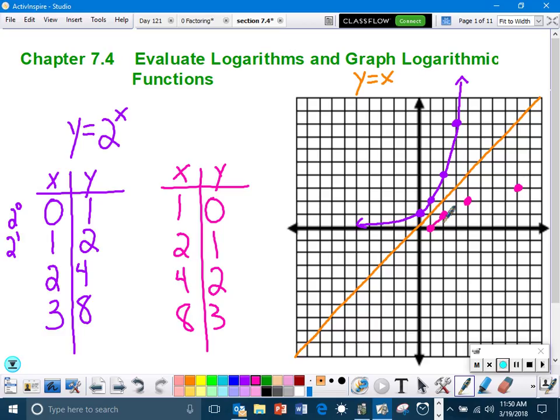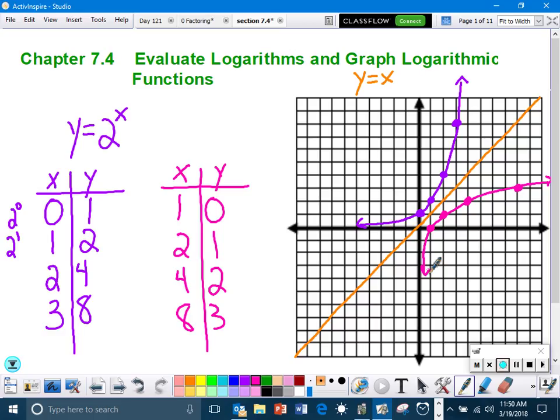And so it's going to go like this, and then it's going to curve like this, but it's not going to cross the y-axis now. So you can see that the purple and pink lines are reflections of each other. So that means the pink is an inverse of the purple. So y equals 2 to the x has an inverse.